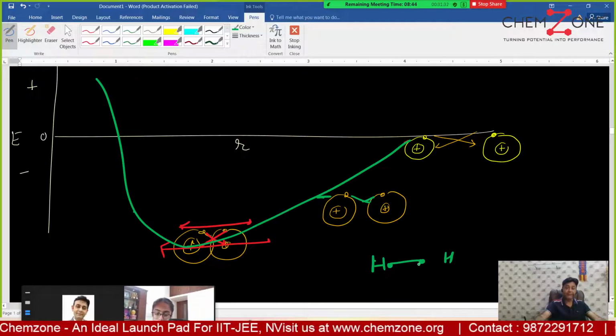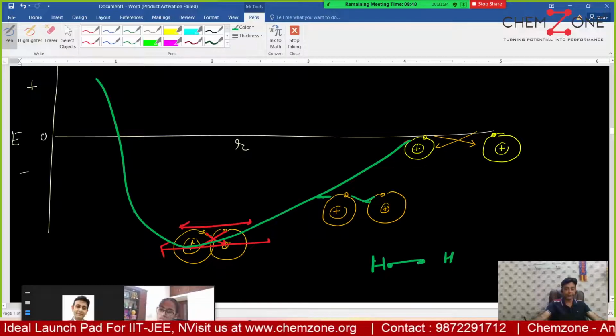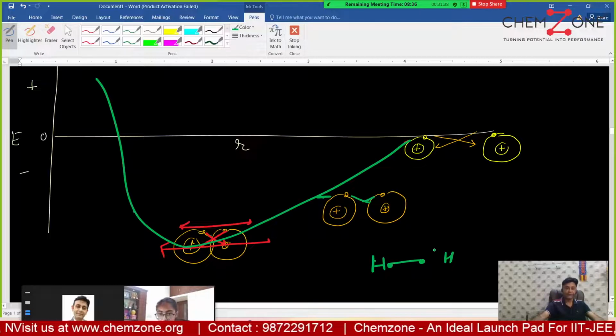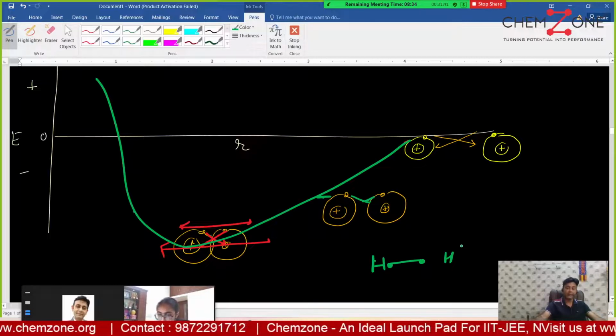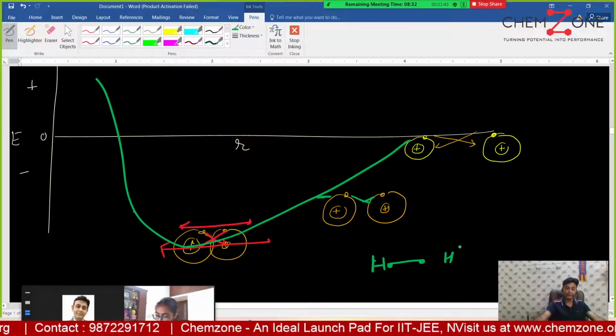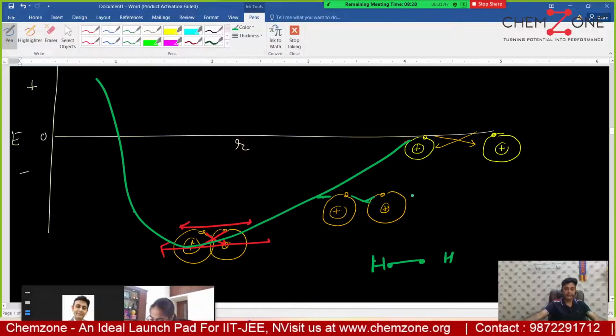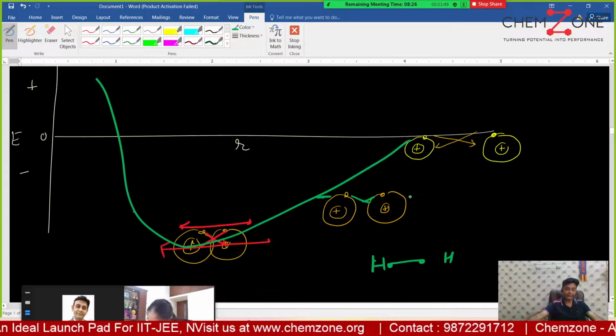They are vibrating. They're coming closer and going away. It will keep on happening. So they are undergoing what? Vibration. Note down this graph.